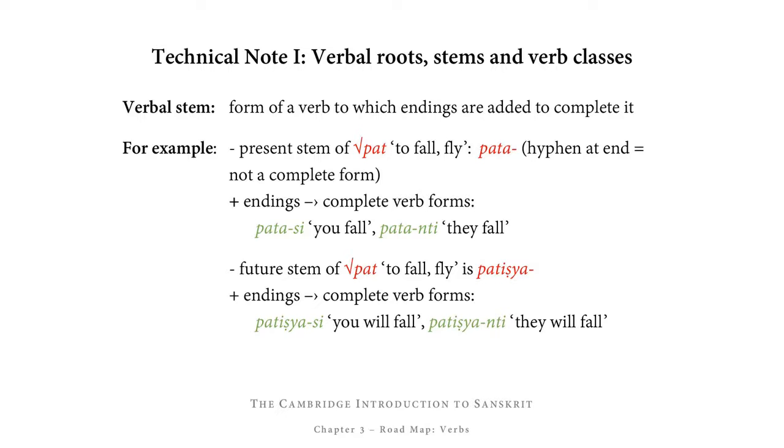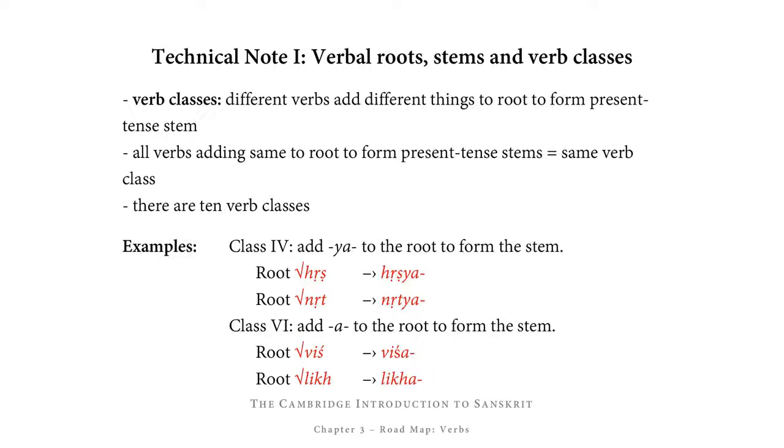And if we want to form complete verb forms on the basis of this stem, then again we need to add verbal endings. So, for example, patishyasi, which means you will fall, or patishyanti, which means they will fall.